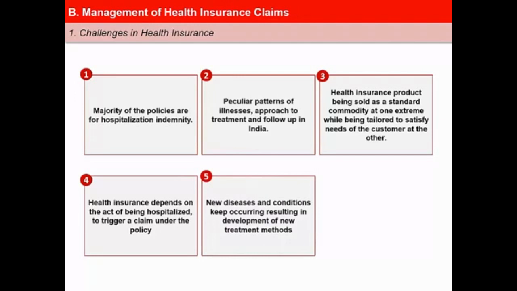Fifth, new diseases and conditions keep occurring, resulting in development of new treatment methods. This makes health insurance more technical, and the skills to handle the insurance claims for such procedure needs constant improvement. And sixth, the fact that a human body cannot be standardized adds a completely new dimension. Two people could respond differently to the same treatment for the same illness or require different treatments or varying periods of hospitalization.